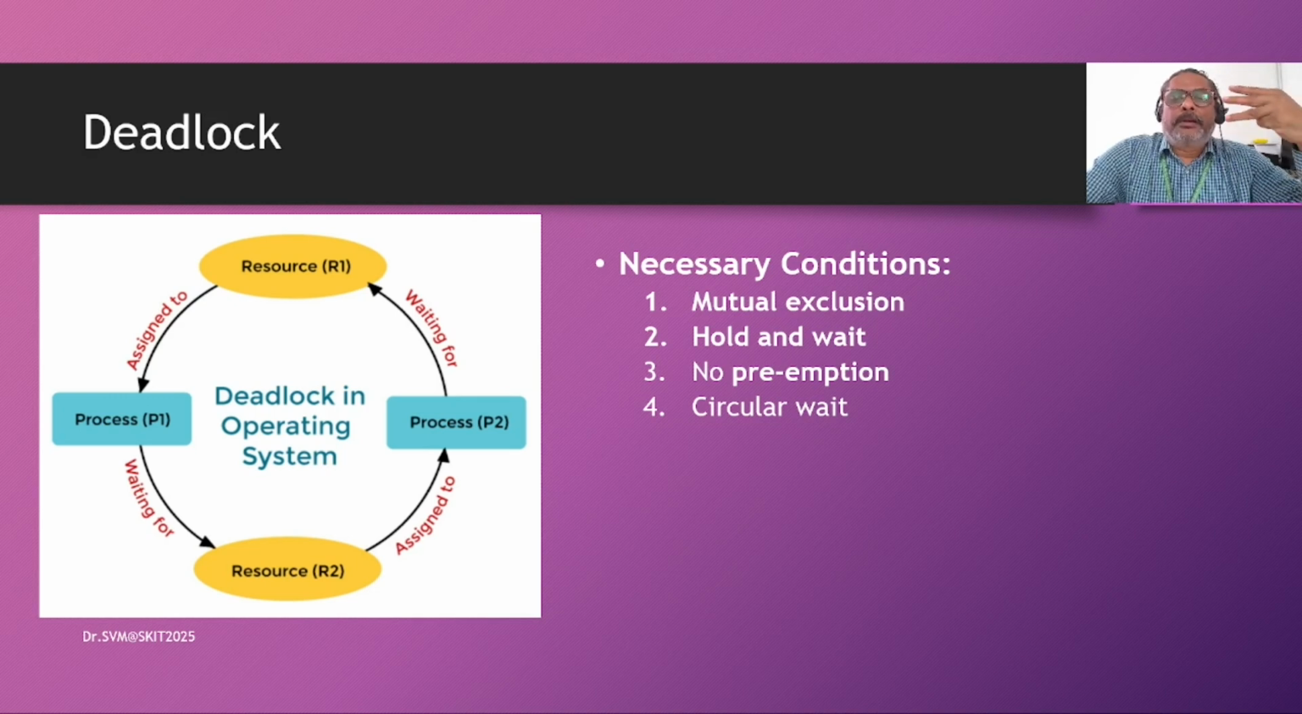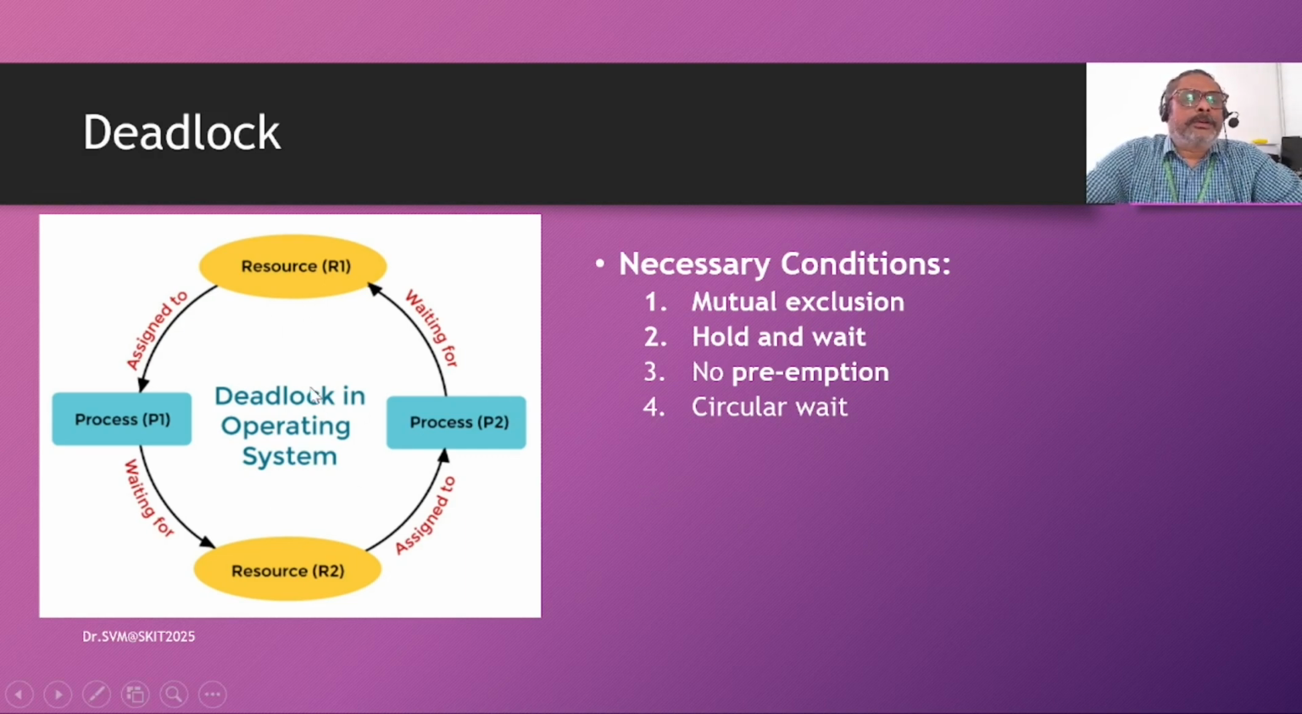Third one, there is no preemption. That means the process has to complete its task, only then will it stop its execution. From outside, even the scheduler or any other thing cannot stop the process, and that is the next problem. And the fourth one is circular wait. So let's look at what all these things mean.